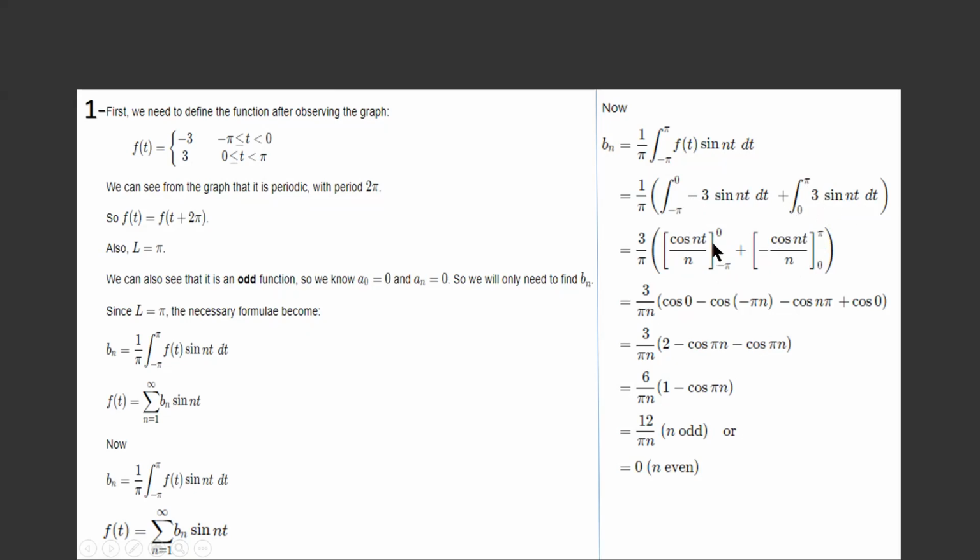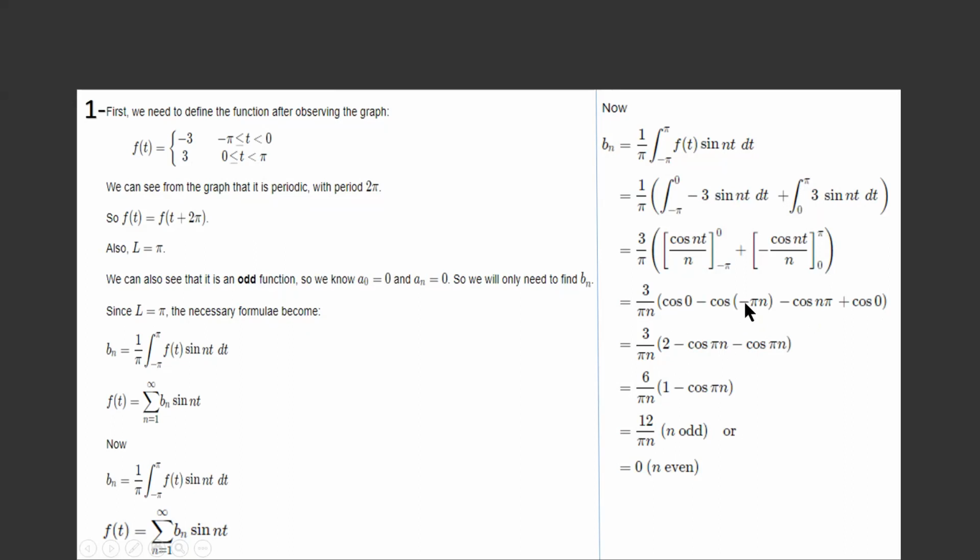Now, I substitute the upper value, and then minus substituting the lower bound. Because you have negative here, multiplied by positive here, you have negative. And you substitute by pi, so cosine n pi, substituting by 0, cosine 0. I know cosine 0 is 1, right? So you have 1 from here, and you have 1 from here. The total will be 2. You have minus cosine n pi here, and minus cosine n pi.